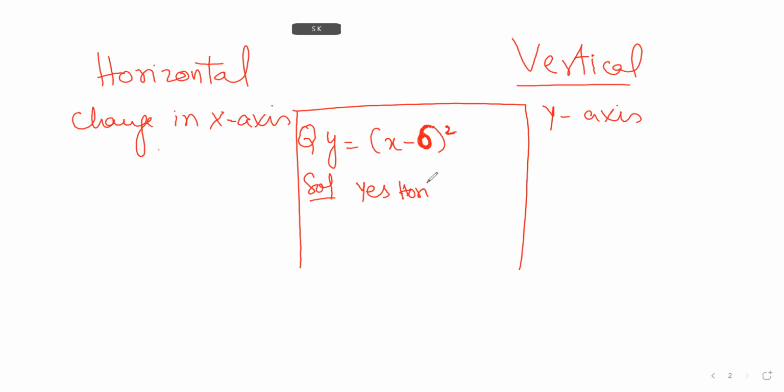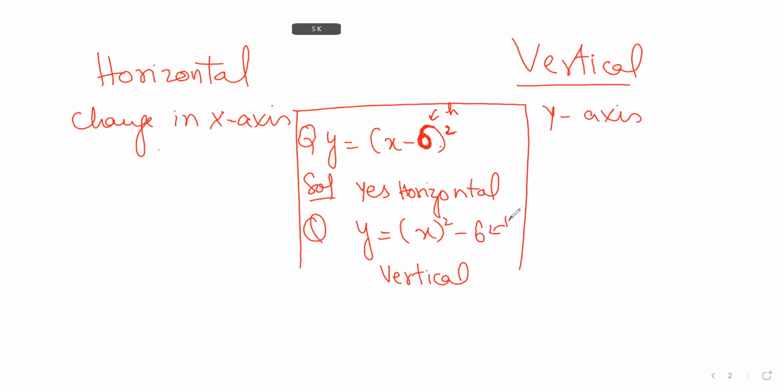Now, how is it a horizontal shift? Because the value is inside the bracket. That makes it a change in the x-axis because it's representing the h. But if I wrote the question y equals x squared minus 6, and the 6 is outside the bracket, there is no square on 6, then that means it's a vertical shift because 6 is independent. It's not influenced by the x. It's representing the k value. So keep this thing in your mind and solve the questions according to these rules.